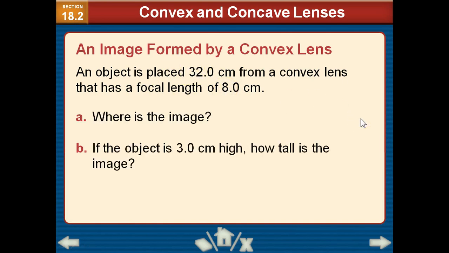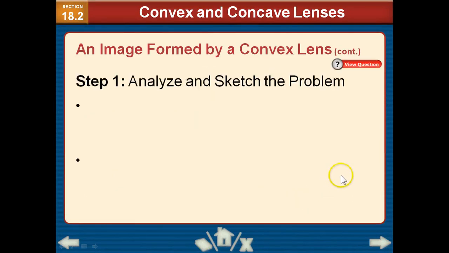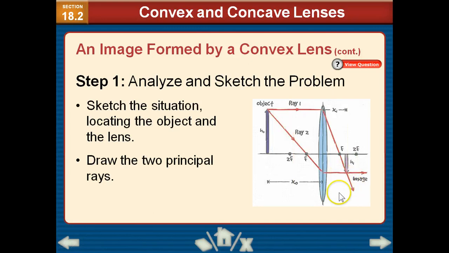So we're going to ask a question about where the image forms. If the object is 3 centimeters high, how tall is the image? And what is the orientation of the image? In other words, does it point in the same direction as the original object, or is it upside down? So we're going to sketch our diagram.